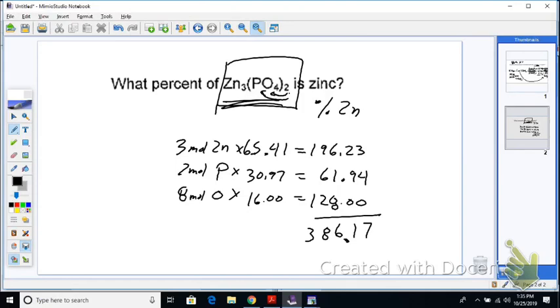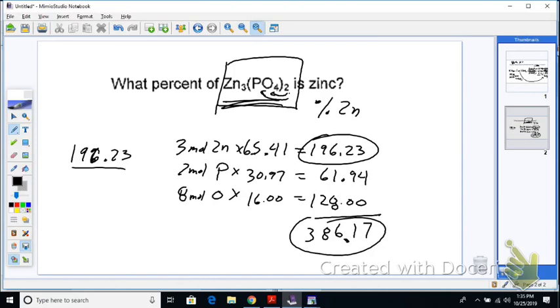Our total is here, and we're finding zinc, so this is the total we need to use, not the six. Some students will use the 65.41 and then it'll mess them up, because we actually have 3 moles of zinc in there, which is a total of 196. So you take the 196.23 divided by the total, 386.17, times 100. And that's your percent zinc.